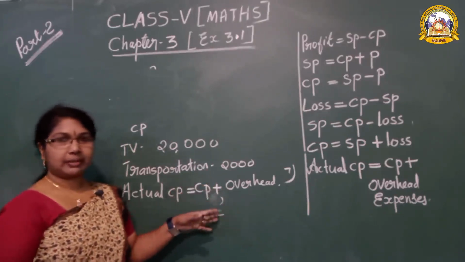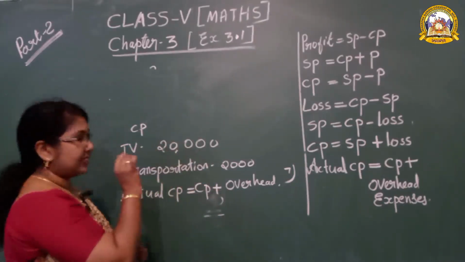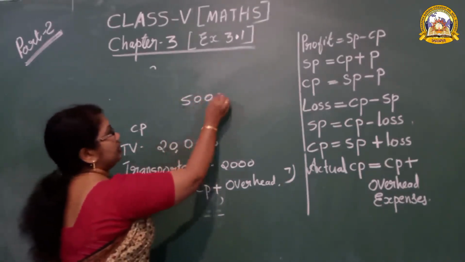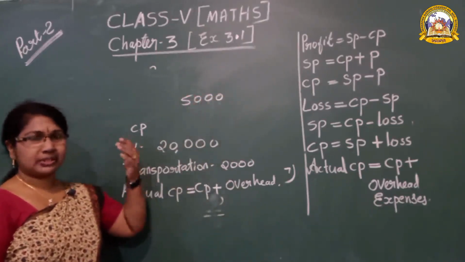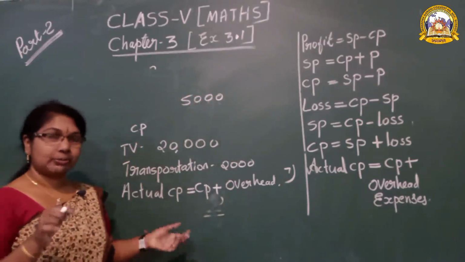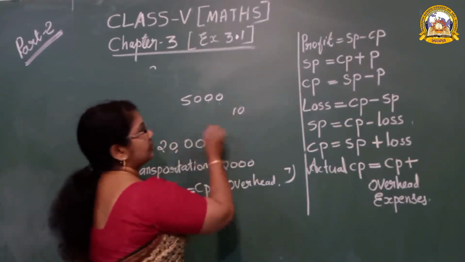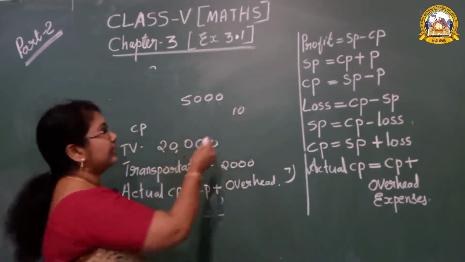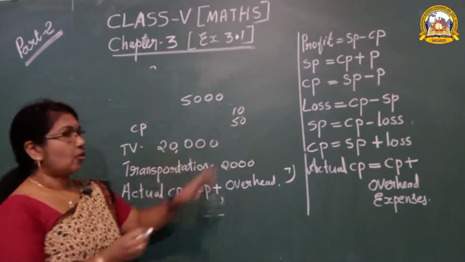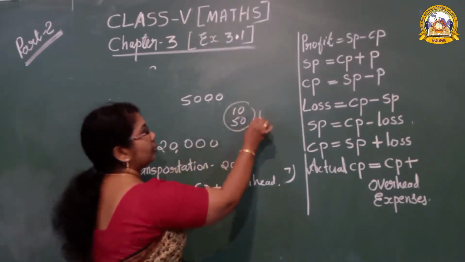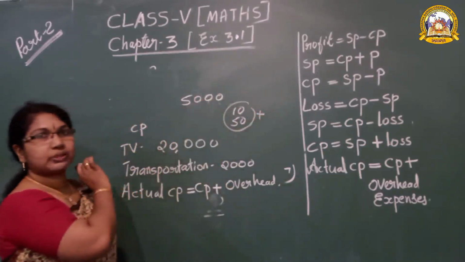For another example, you bought one old bicycle for 5,000 rupees. You have to paint it, then you have to buy a new bell, so for the bell 10 rupees, and you painted for 50 rupees. All this together is called overhead expenses. These two amounts you have to add to this one. So what is the actual cost price of the bicycle?